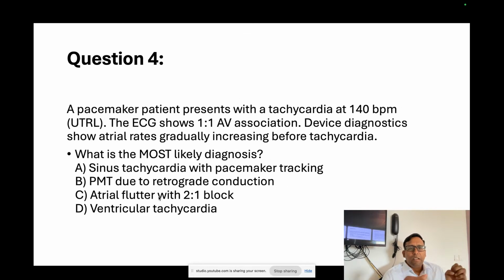Okay. So a pacemaker patient presented with tachycardia 140 upper rate. There is ECG 1-to-1 conduction, device diagnostic. So atrial rate gradually increasing before tachycardia. What is the most likely diagnosis?